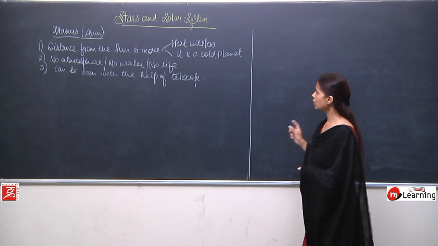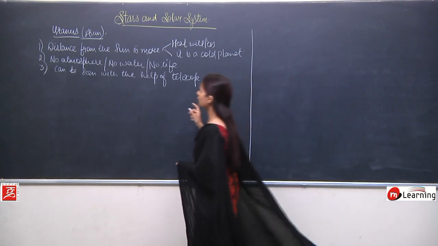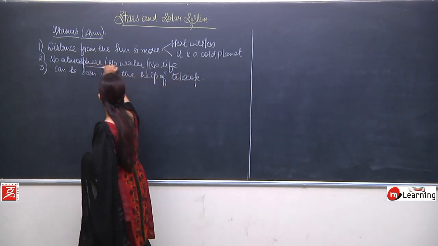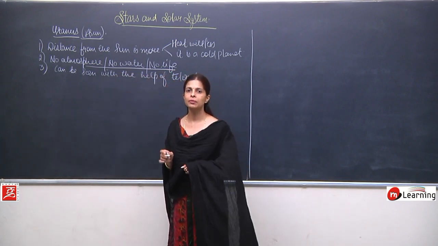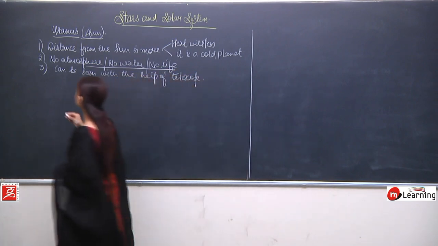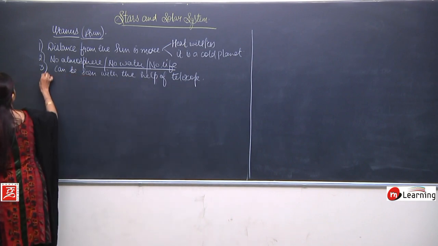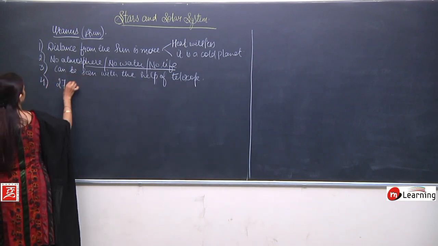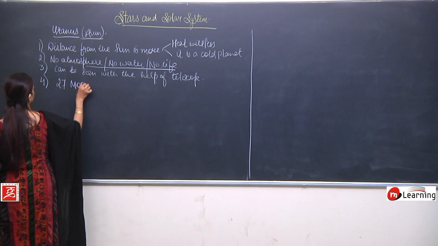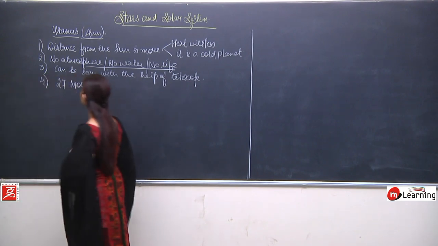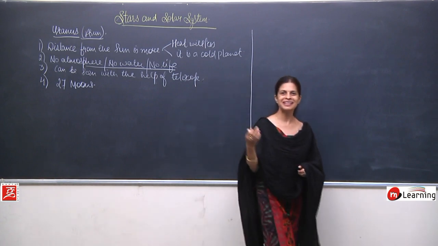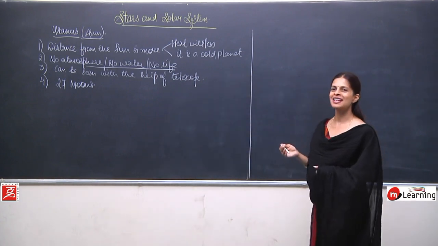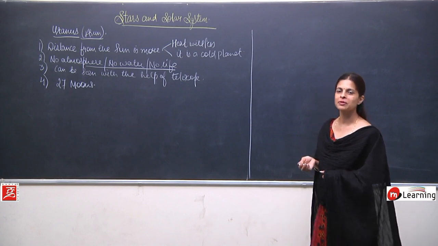Now, when we talk about the atmosphere, these are the very common points. So, the next common point is what? The presence of the moon. So, how many moons does it have? It has got 27 moons. So, 27 moons are present. Uranus has got 27 natural moons.